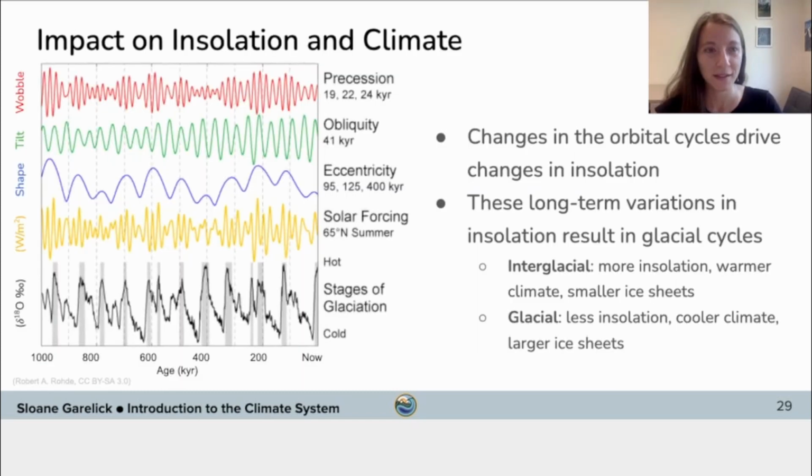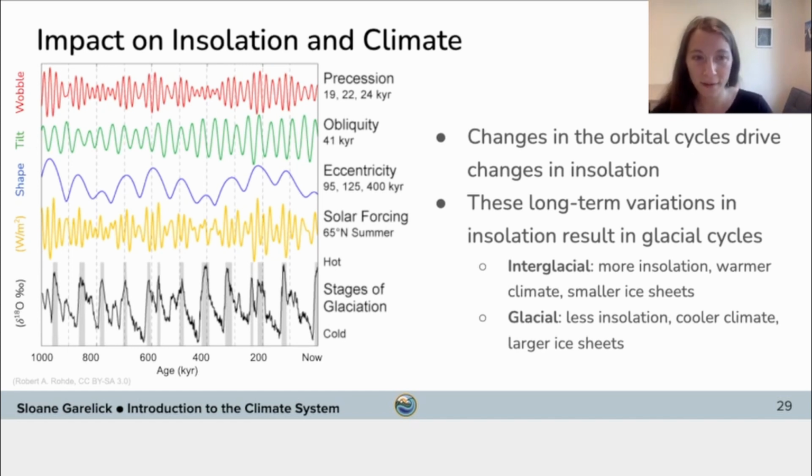So let's take a closer look at the relationship between the orbital cycles, insolation, and glacial periods. In this figure, the yellow curve shows changes in insolation over the past 1 million years. The blue curve shows changes in eccentricity, the green curve shows changes in obliquity, and the red curve shows changes in precession. The yellow insolation curve is essentially the sum of all of these forcings of the orbital cycle. If you look closely, you can see shorter timescale variations in response to precession and obliquity, as well as some longer-term trends that reflect changes in eccentricity.